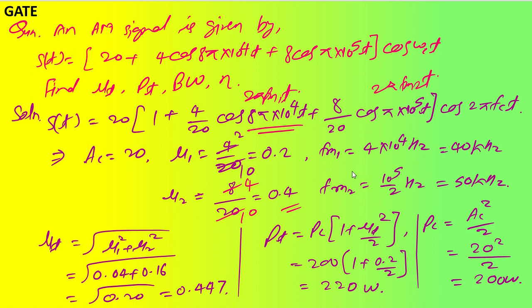So you have the first message signal frequency, the second message signal frequency, your first amplitude modulation index, and second amplitude modulation index. What do we need? We need the total modulation index, which is very simple: μ_t² = μ1² + μ2², that is 0.04 plus 0.16. So this comes to 0.20, and its square root, 0.447, is your total modulation index.